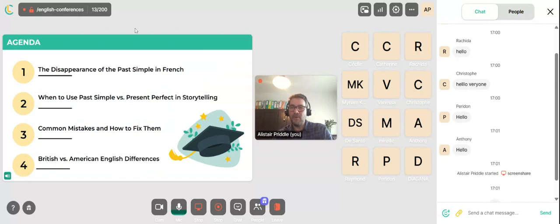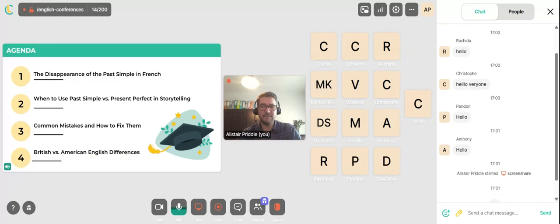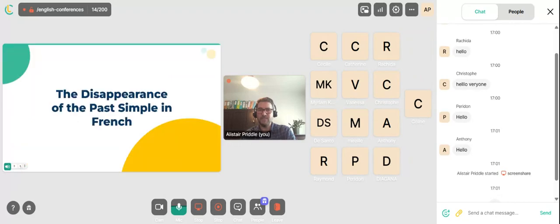Well, we have 4 parts to the conference lesson today, and here they are. Number 1, the disappearance of the past simple in French. Number 2, when to use past simple versus present perfect in storytelling. Number 3, common mistakes and how to fix them. Last one on the list, number 4, British versus American English differences. Okay, well, let's have a look at our first part of today's lesson, the disappearance of the past simple in French.